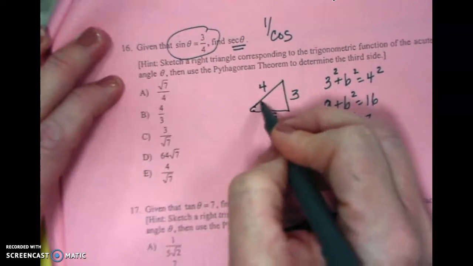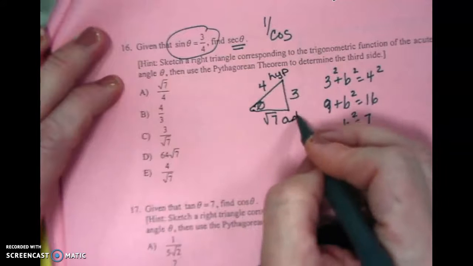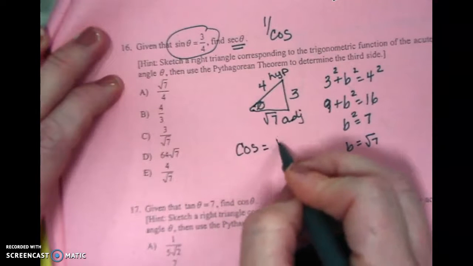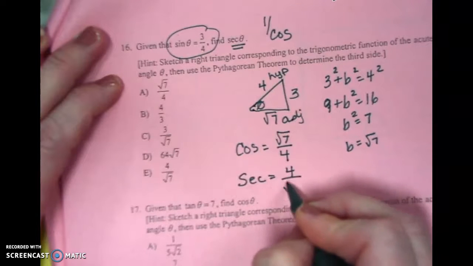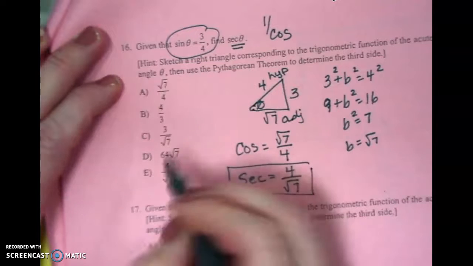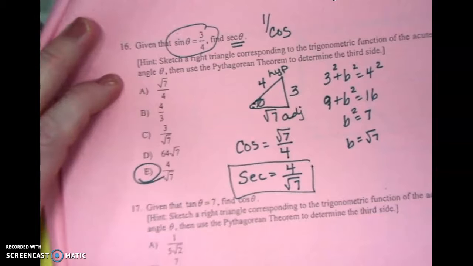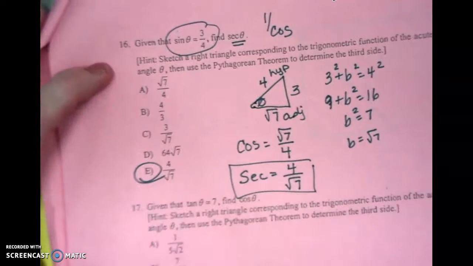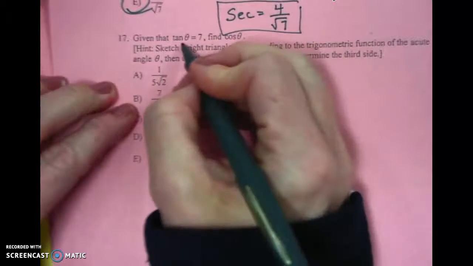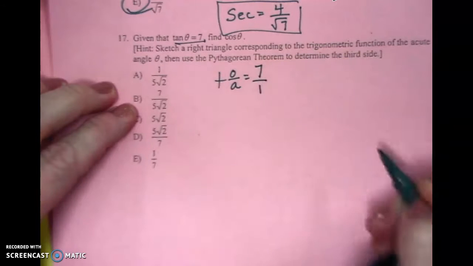The cosine is CAH, adjacent over hypotenuse. So the cosine is square root of 7 over 4. That means the secant is 4 over the square root of 7. And notice in our answers, you do not have to rationalize. So on this final test, you do not have to rationalize most of the time. So look for your answer before you get there. All right, given that the tangent is TOA, and that's 7, that's the same as 7 over 1.